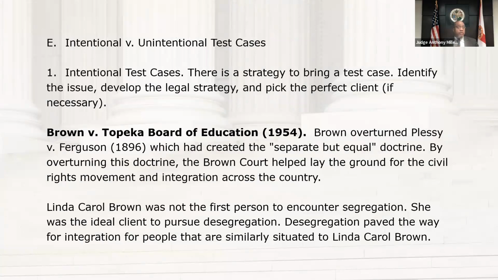Intentional cases are those of strategy. There's a strategy to bring the test case, identify the issue, develop the legal strategy, and pick the perfect client. I don't know if there's such a thing as a perfect client, but an ideal client. These are cases deliberately designed to challenge existing law. A well-known example is Brown versus Board of Education, intentionally litigated to overcome the separate but equal doctrine and racial segregation in public schools.